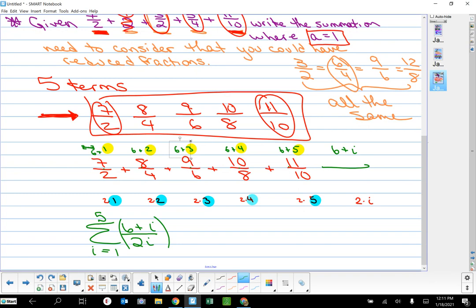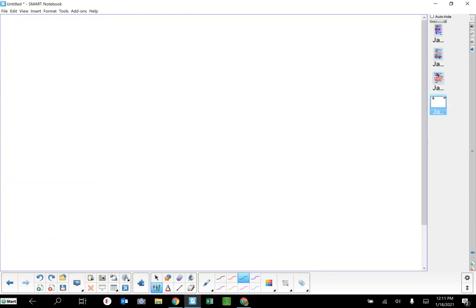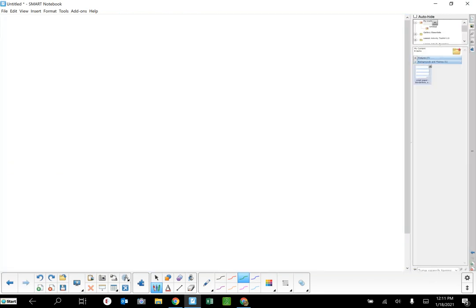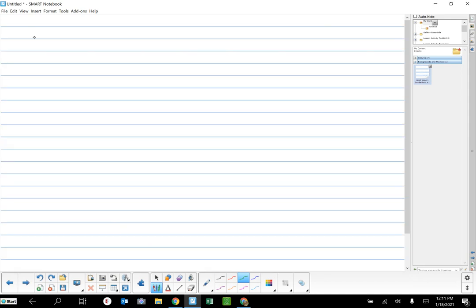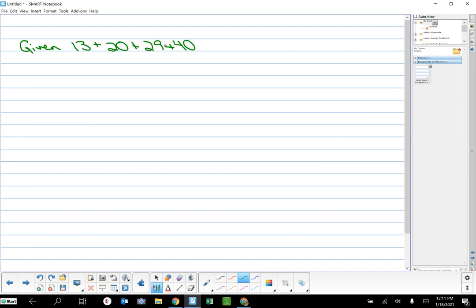All right, so let's go one more page. This is the last actual example. So this says given, I really don't like the color green. I don't know why I use it so often. 13 plus 20 plus 29 plus 40. Oh, that's a plus. Plus 40.